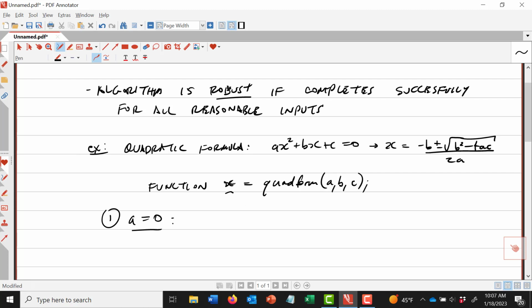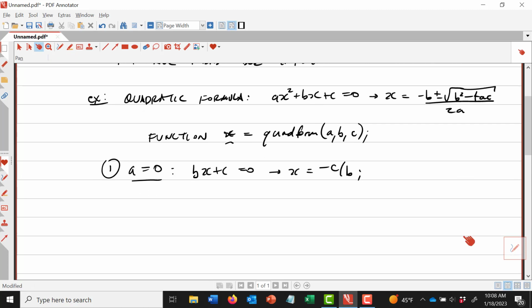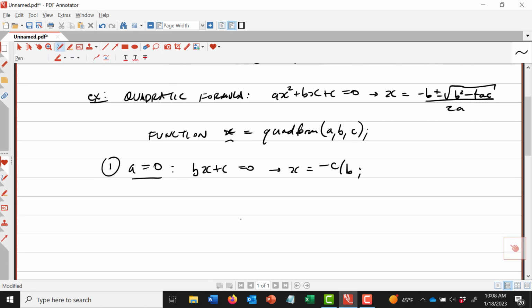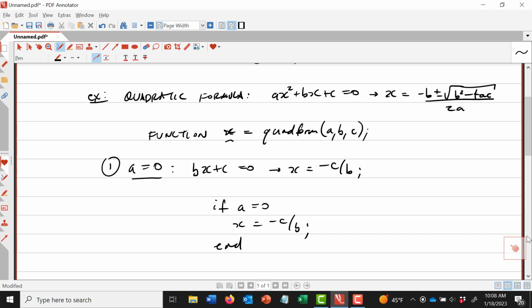Really what should happen is your quadratic equation would, instead of being ax squared plus bx plus c equals 0, reduce down to bx plus c equals 0, or x equals minus c over b. So what you would do then is provide an if statement in your code, which looks something like this. If a equals 0, then x equals minus c over b. And then you can have an end statement, or you could have an else statement and dive into what happens when a is not equal to 0, which means you would solve for two roots in that case.